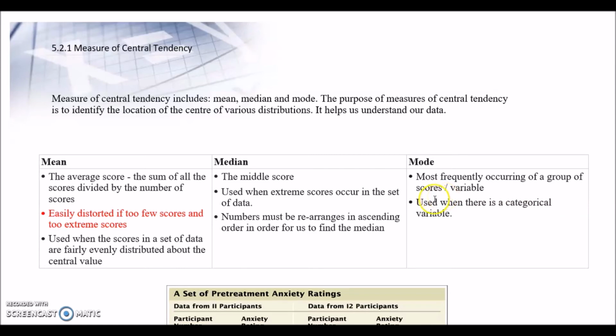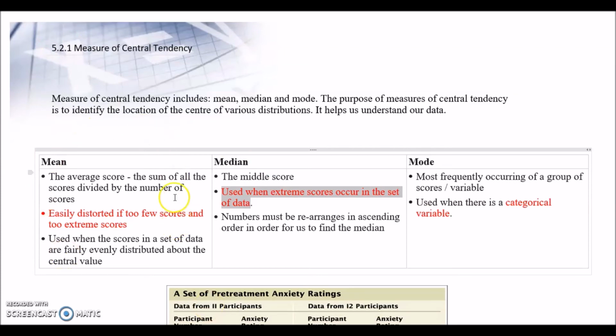And fun fact, mode is used when there is a categorical variable. For example, what is the person's favorite type of music or food? For median, you only use this when there is an extreme score, meaning one of the numbers that appeared doesn't fit in with the rest of the numbers. Otherwise, most of the time we'll be using mean.